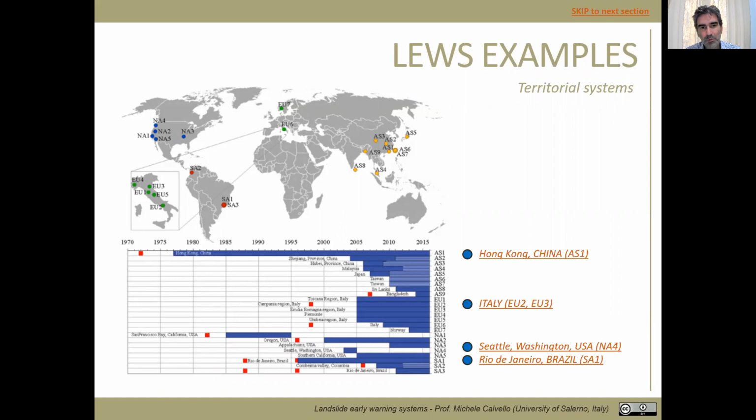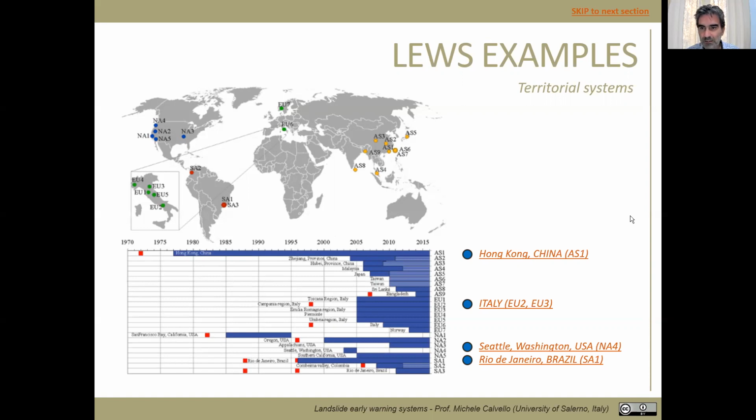I'm going now to go through a series of examples of operational systems in different areas of the world, territorial systems. I will concentrate my examples on territorial systems only. But by looking at those systems and the different components of those systems, how they are indeed working, we will hopefully better understand what I said so far when I was trying to introduce all the different elements that are important for landslide early warning systems.